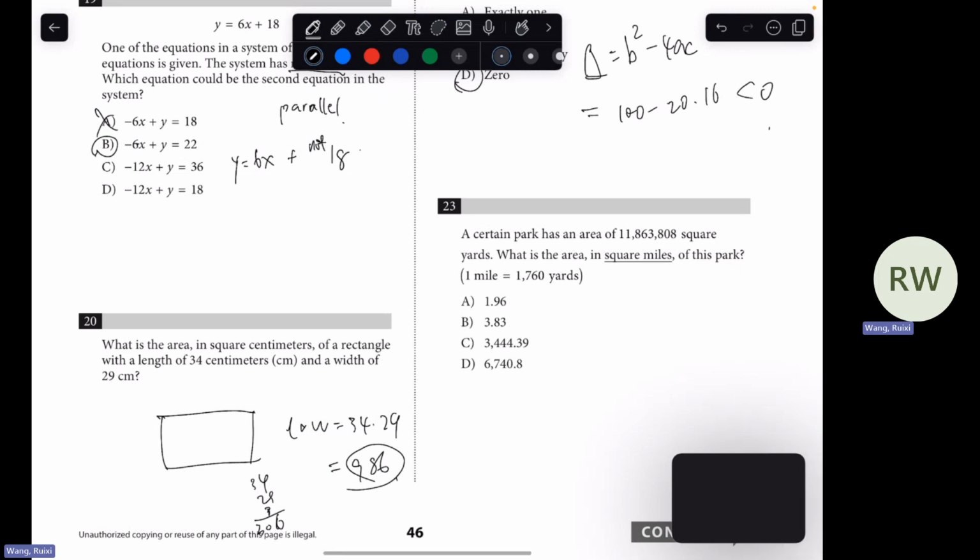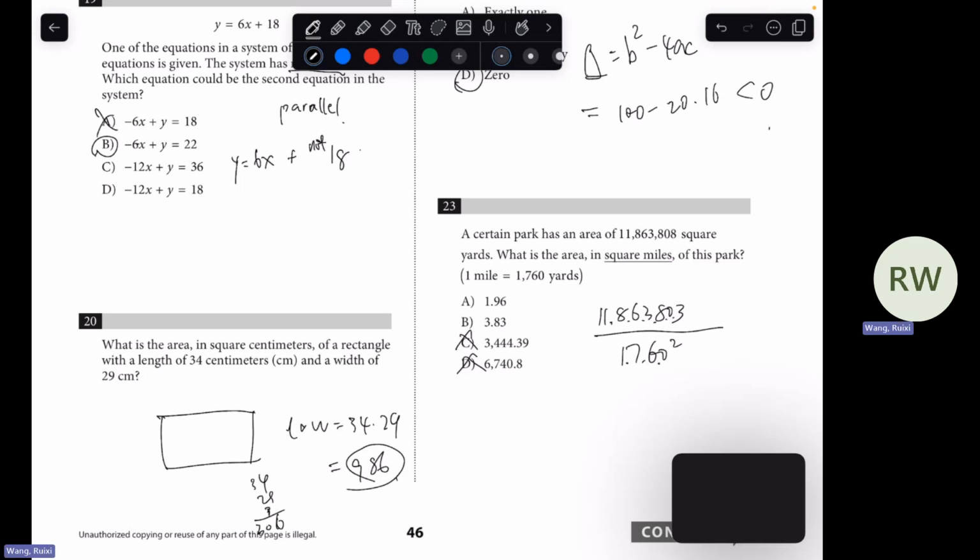Okay, this one does need some conversion. Our area is in square yards, and we need square miles. So you need to divide by 1760 squared. So see, you have 1, 2, 3, 4, 5, 6. So it cannot be these two. Okay. It's too large. So it is 11.8 divided by 1.76 squared.